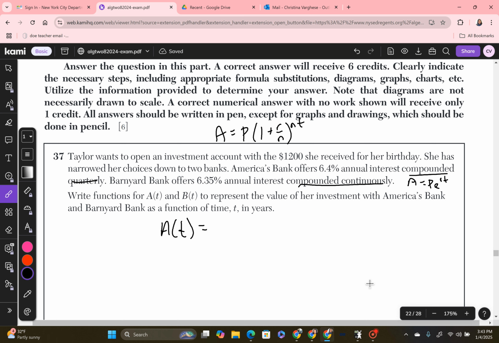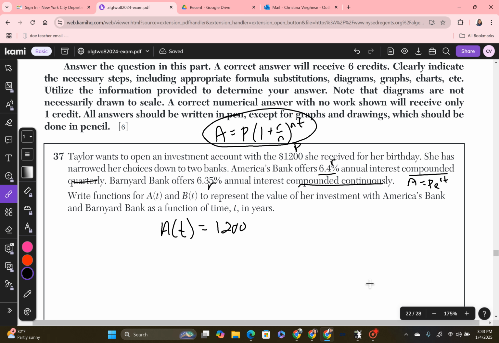So this right here, the 1200 is how much we're starting with for both of them. The 6.4%, this is our rate, and then this is our rate. All right, so let's see what we could do to plug this in. So let's do A of t first. So America's Bank offers, so it's 1200 and it's compounded quarterly. So we're going to use this formula.